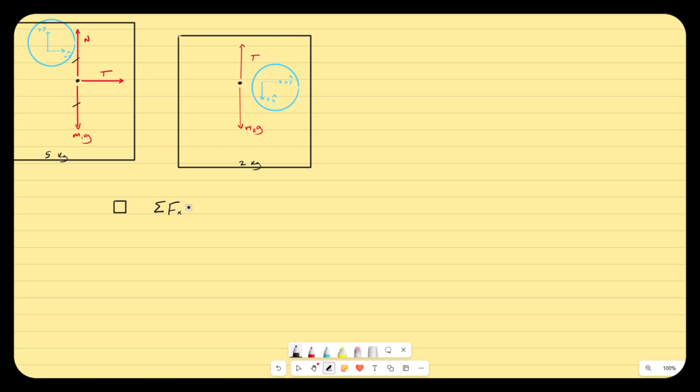So then in the x direction, sum of forces in x, I have just tension. That's the only one. It points in the positive x direction. So that's going to be equal to mass times acceleration, because that's what my sum of forces is always equal to. That's what the right side of my equation just is.